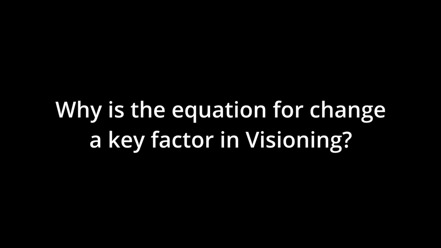So, why is the equation for change such a key factor in visioning? When you take a step back, the equation for change really is the visioning process itself. So you go into this process because there is a change that you want to make. And there's a compelling reason that you want to make that change now instead of 6 months from now or 2 years from now, right? So that's the C. Then you've got those three variables in the middle.